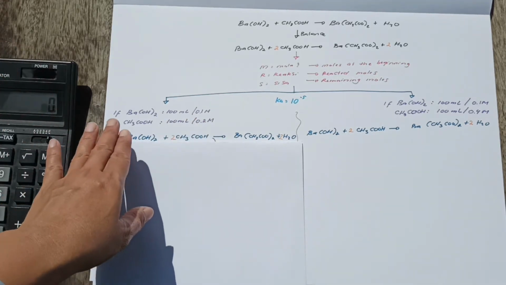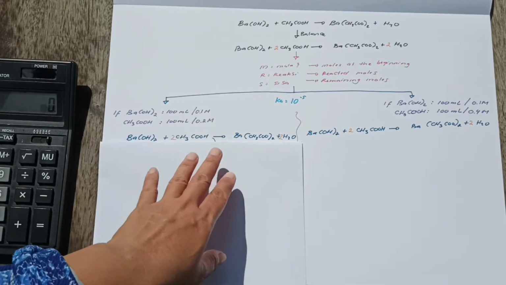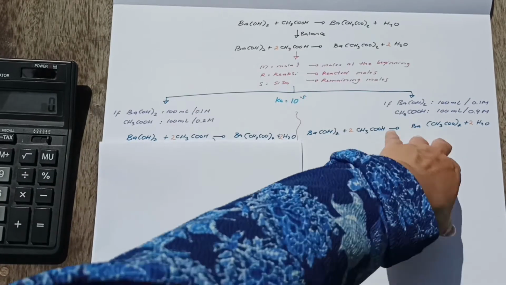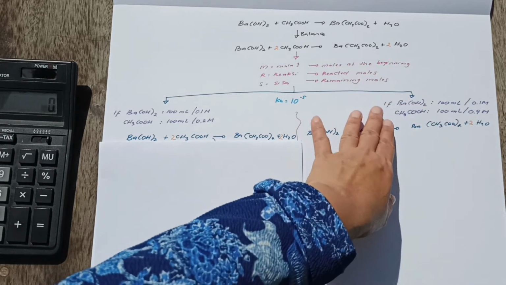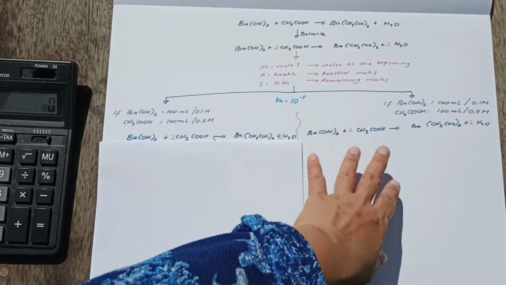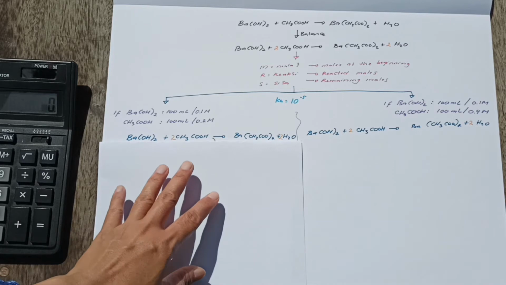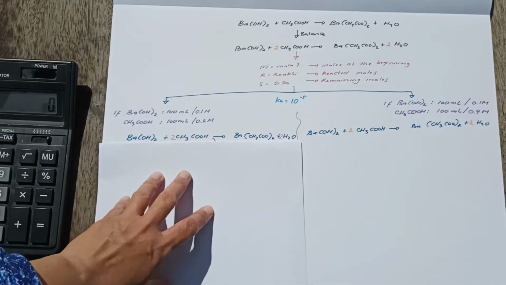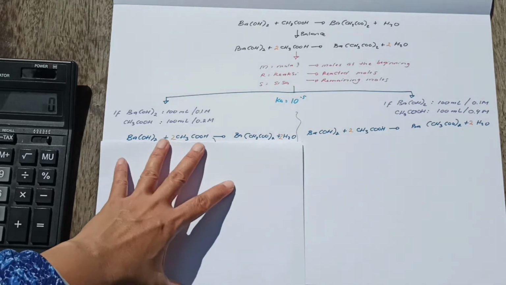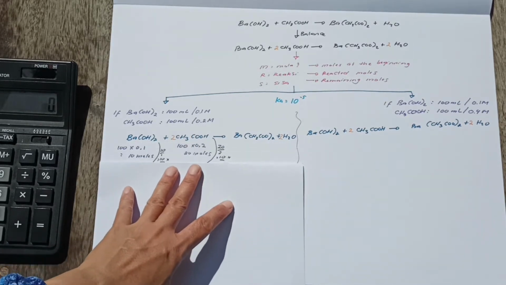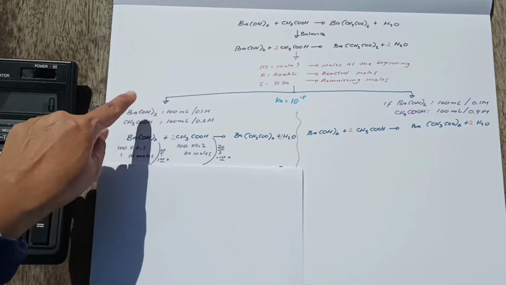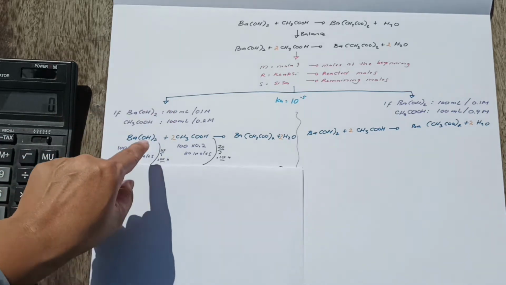The other is acetic acid 100 milliliters 0.2 M. While this one is 100 milliliters each, but 0.1 M for base and 0.4 M for acid. Now here's the reaction. We're going to highlight this one first. First thing to do is note down all the known quantities. So this one, 100 milliliters times 0.1 is 10 mmol.